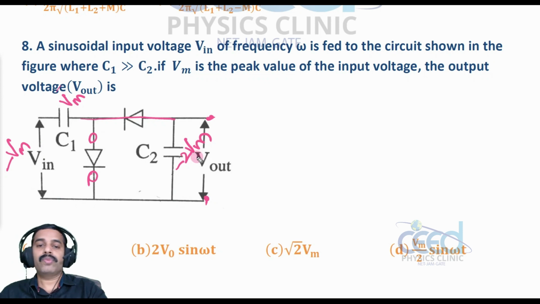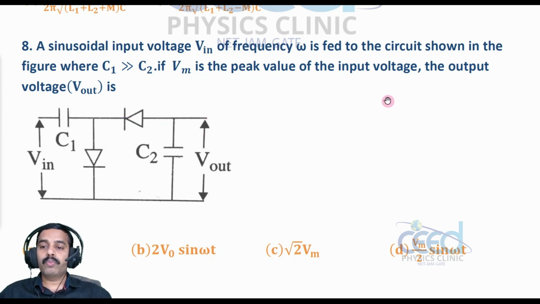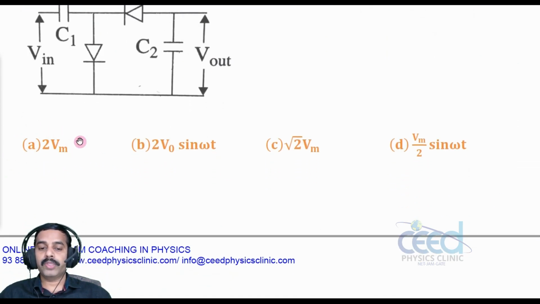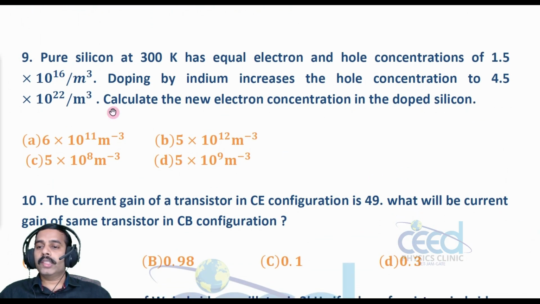So the magnitude of the output will be 2 times the input peak. That means this is a voltage doubler circuit, right? So the output will be 2 times the input, that is 2 Vm. Option A is correct. Now let us come to another question.